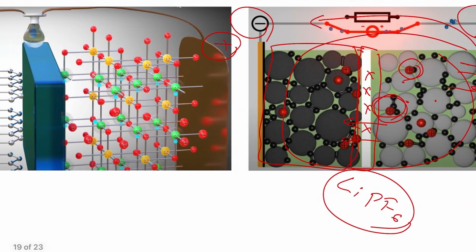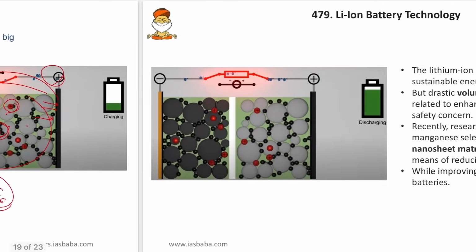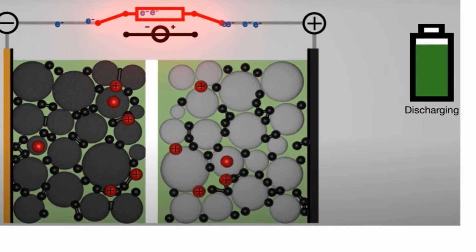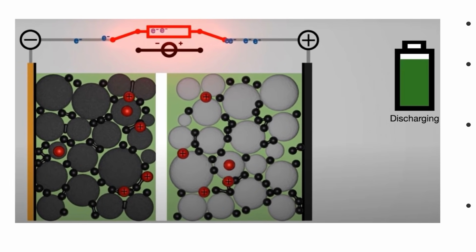So, now we remove the power source. When we remove the power source, what happens? The power source is removed, and now the electron traffic will be free, and the electrons can move the other way round in this wire. They readily do that, also because they are attracted by the positive anode.